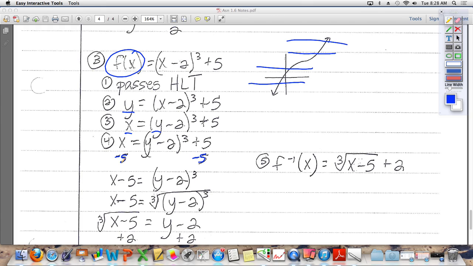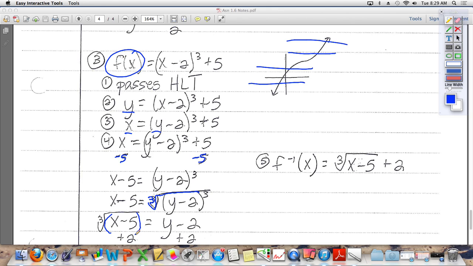So now, to get rid of this cubed, that's the issue. How do you get rid of something that is cubed? You cube root it. If you have something that is squared, you square root it. If it's cubed, you cube root it. So I take the cube root of something to the 3rd power. But if I cube root the right, I have to cube root the left. So I take the cube root of the quantity x minus 5.